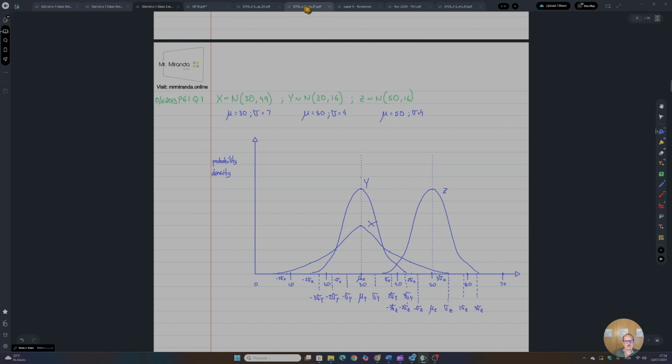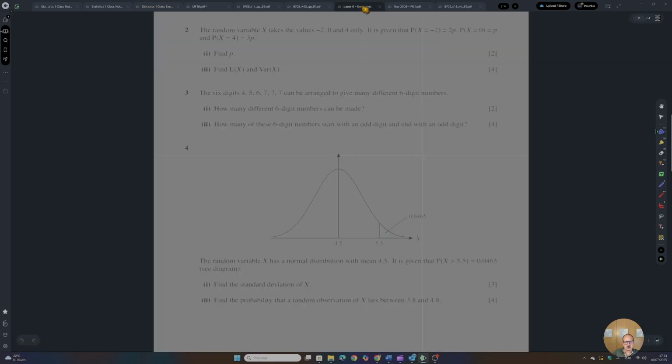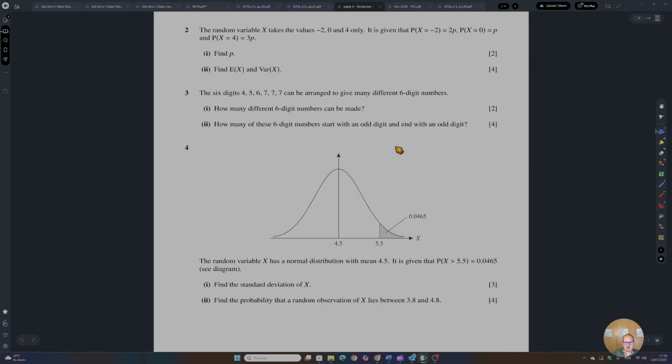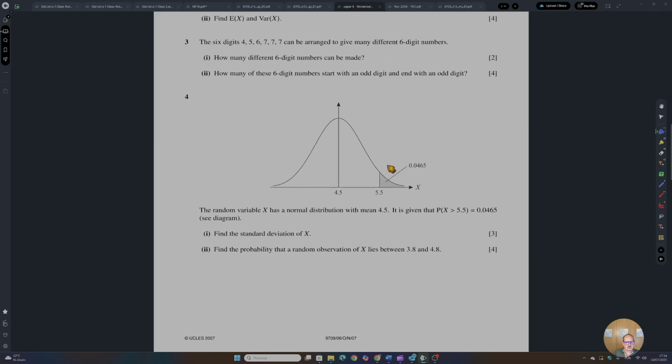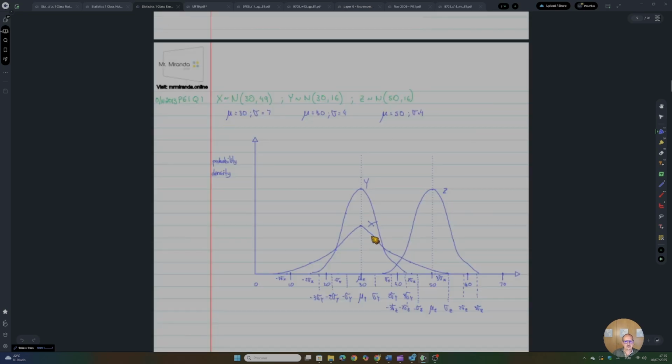Let's move on. We were on this one, now it's paper 6 from November 2007. Question 4. You have this diagram and it says that the random variable x has a normal distribution with mean 4.5. It is given that the probability that x is bigger than 5.5 is this, and you have to find the standard deviation of x. You should know how to solve this already, okay?